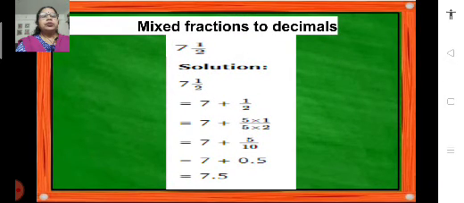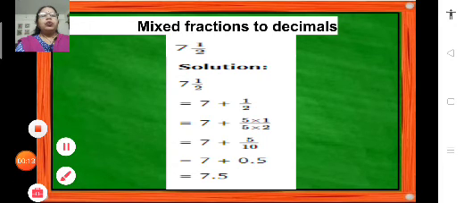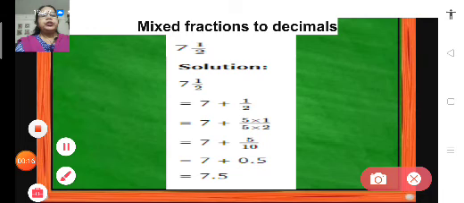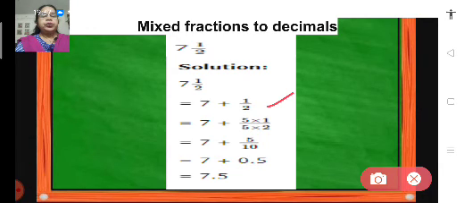Children, let's see how we can convert the mixed fractions to decimals. So here we have a mixed fraction 7 1 upon 2. So 7 1 upon 2 can be written as 7 plus 1 upon 2. Now we have to convert the fraction 1 upon 2 into an equivalent fraction so that we have 10 as the denominator. So we can multiply 1 upon 2 by 5. So we get 7 plus 5 upon 10. Now 5 upon 10 can be written as 0.5, isn't it? So 7 plus 0.5 becomes 7.5. So 7 1 upon 2 is equal to 7.5.